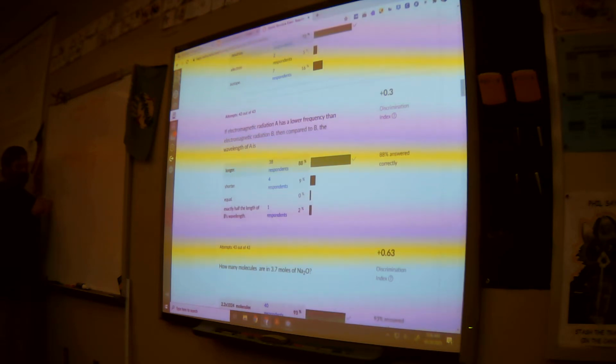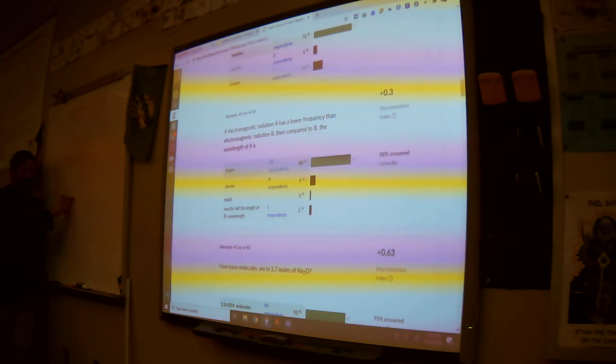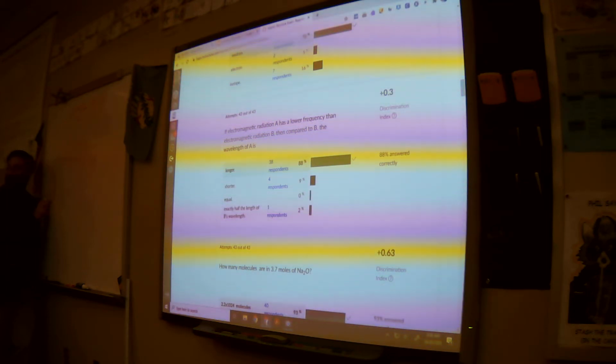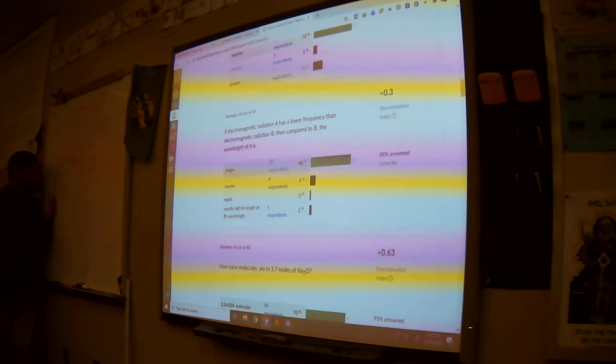If I take 2 times 2 is 4, and that 4 stays the same and I change this number to 1, what does this number have to do? It has to be 4. So did that number go up or down? It went up. See what I mean? That's what this question is asking.